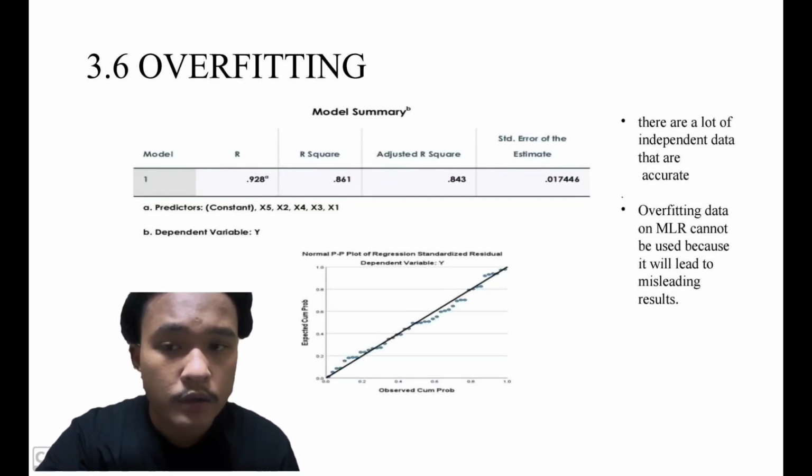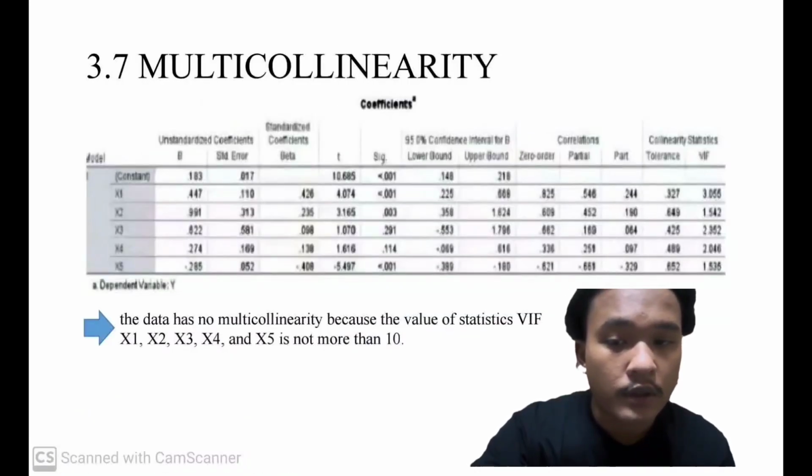For this MLR analysis, there are a lot of independent variables, which makes the data not correct because there is too much variable data that causes overfitting. Therefore, these data are not suitable for MLR analysis. Other than that, in the multi-collinearity measurement, the table shows that the data has no multi-collinearity because the values for x1, x2, x3, x4, and x5 are not more than 10. This is also a reason why MLR is not suitable for this data.